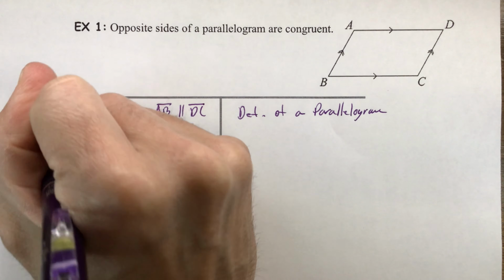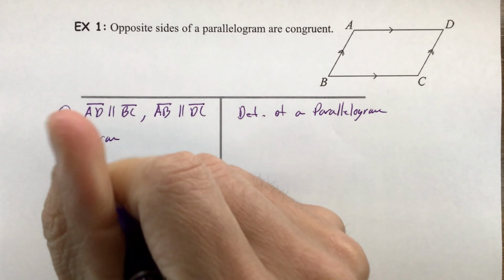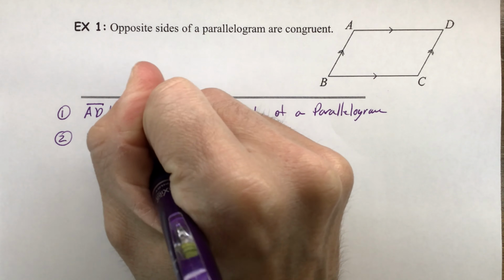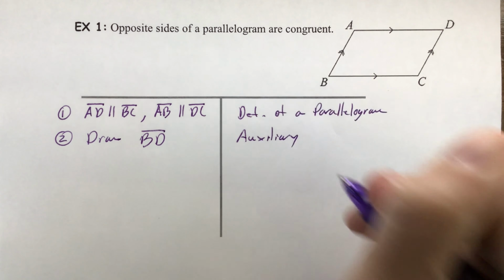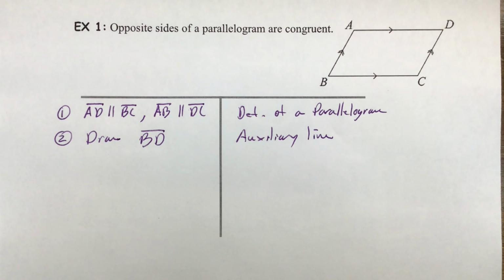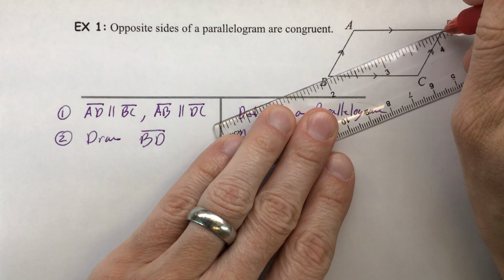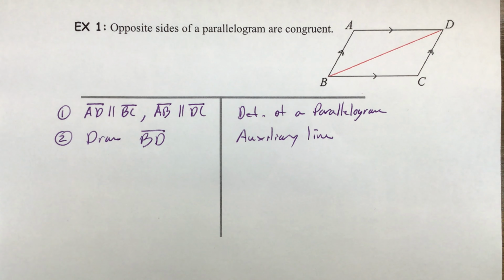All right, so for step two, what I'm going to do is draw a diagonal. We're going to draw line segment DB, which is called an auxiliary line, just anything extra that we add to the picture. Okay, so here's BD. And when I do that, I'm going to identify some angles here.